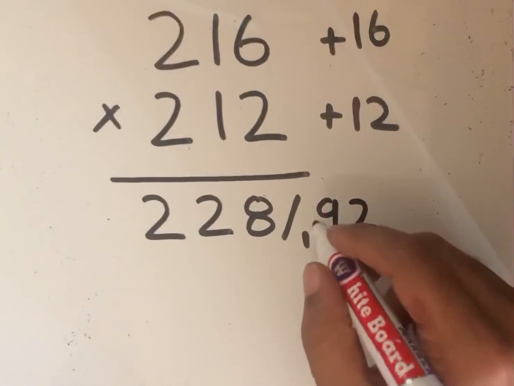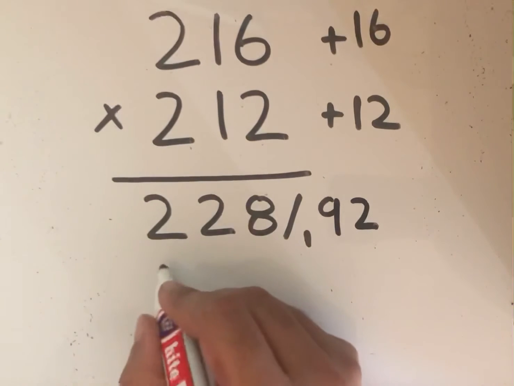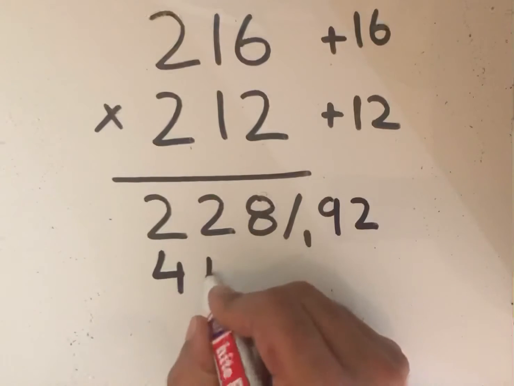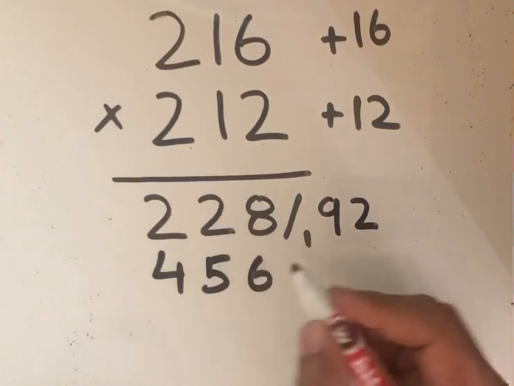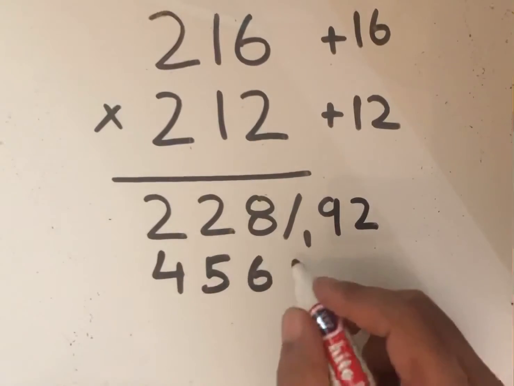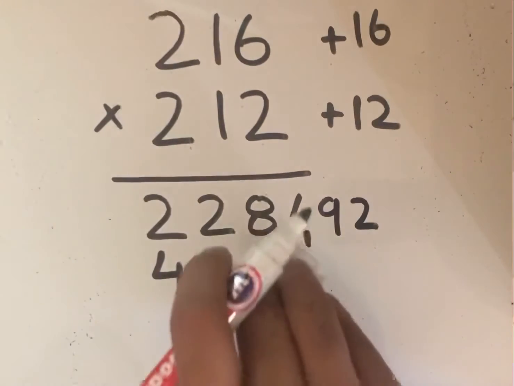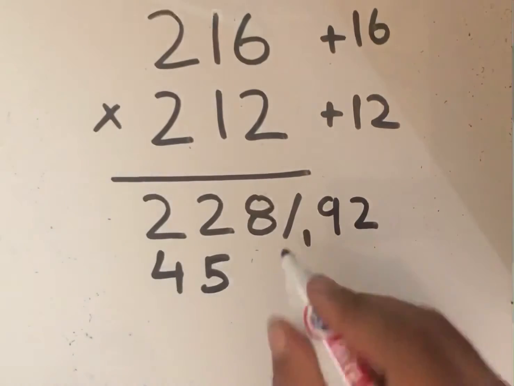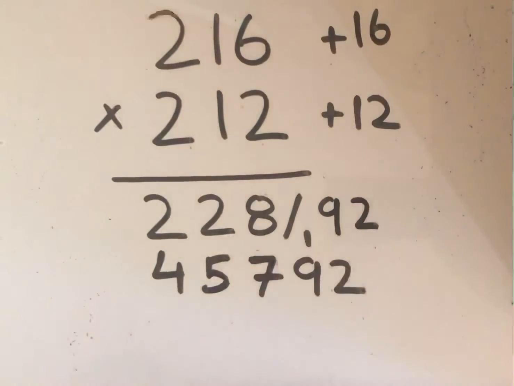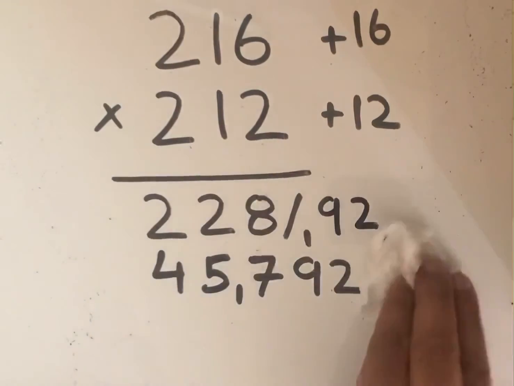Okay, now I need to double this. So I get 4, 5, 6, right? And this 100 needs to be brought over, so I should just make it a 7 now and then make it a 92, okay? Great, so final answer, 45,792. Great, let's go on to the next example, which is 209 times 211.